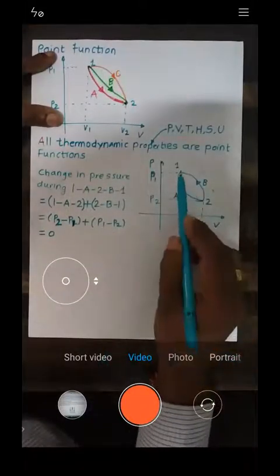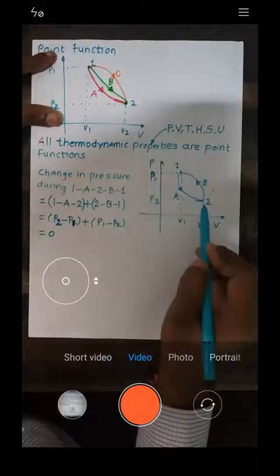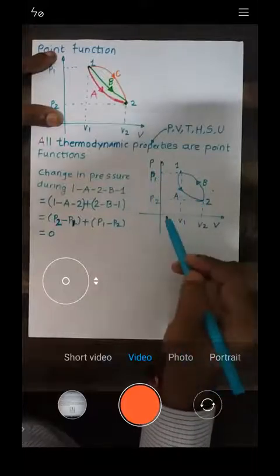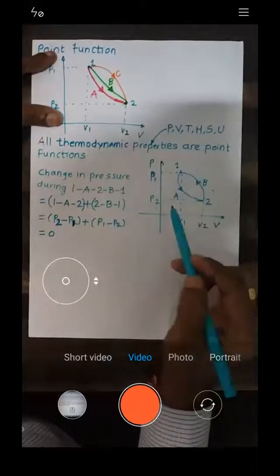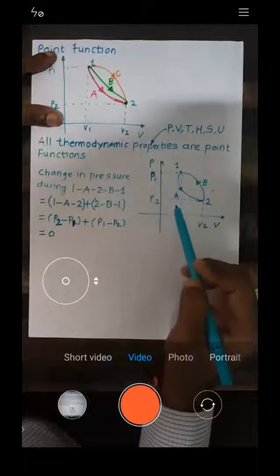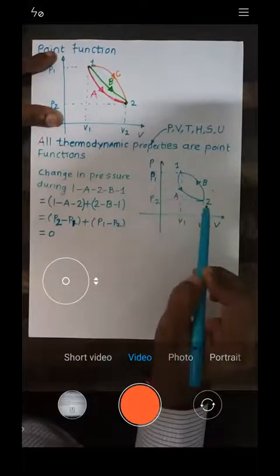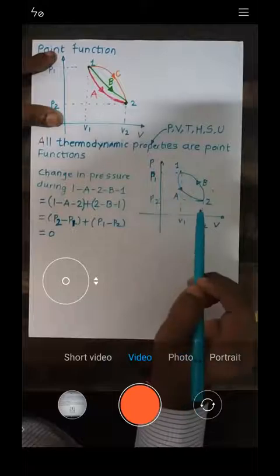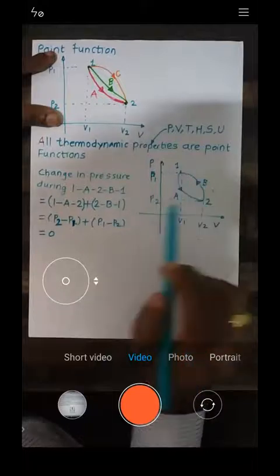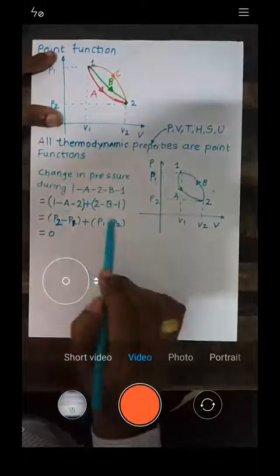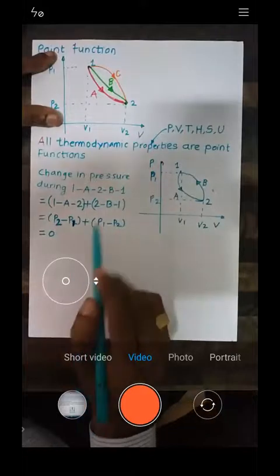So see, this is about what is change in pressure. When you move from 1 to 2, change in pressure is P2 minus P1. When you move from 2 to 1, change in pressure is P1 minus P2. We always take final minus initial. So our addition, if you add it, it is 0. See, what is the meaning of that?